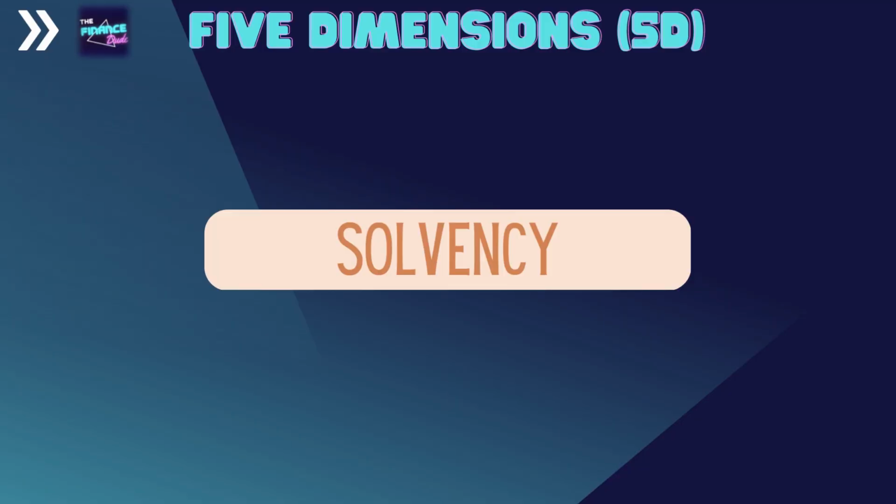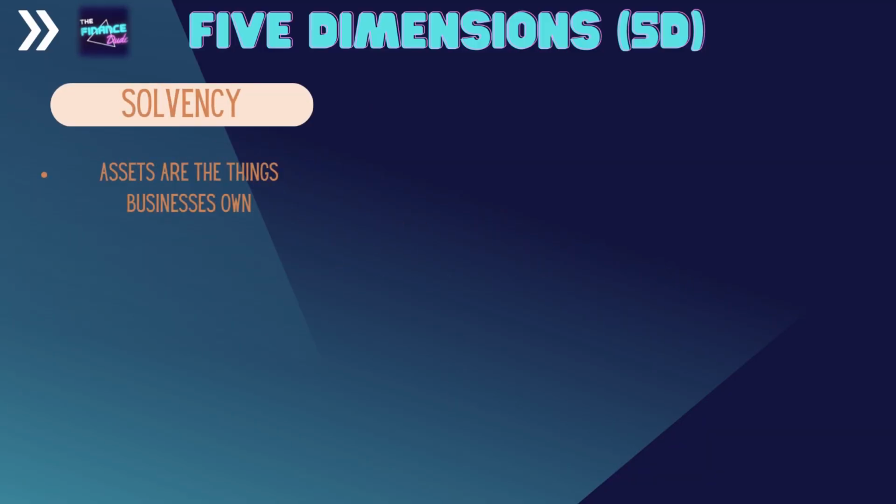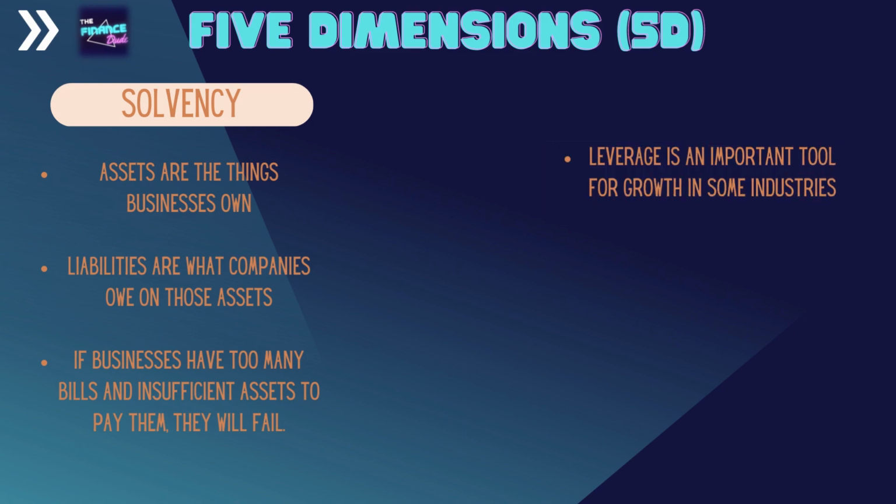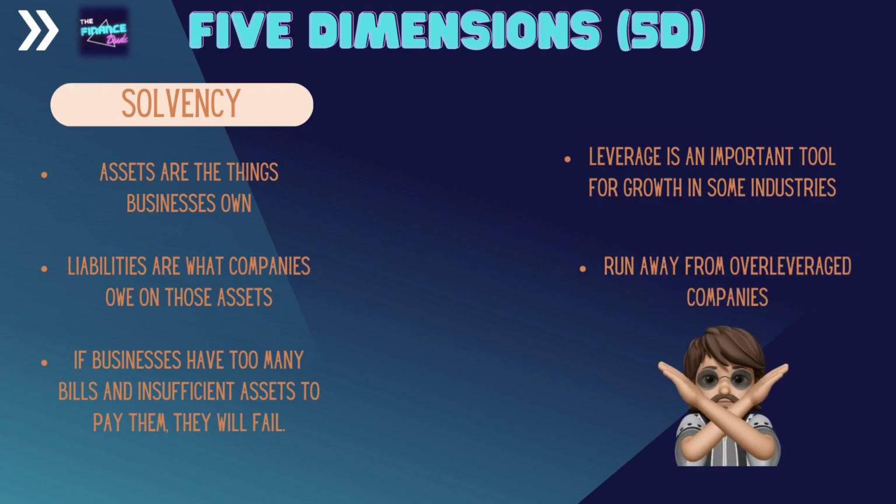The third dimension is solvency. Assets are the things businesses own, and the liabilities are what companies owe on those assets. If businesses have too many bills and insufficient assets to pay them, they will fail. In some industries, leverage is an important tool for growth, there's no doubt about it, and I don't demonize debt. However, I don't want overleveraged companies.